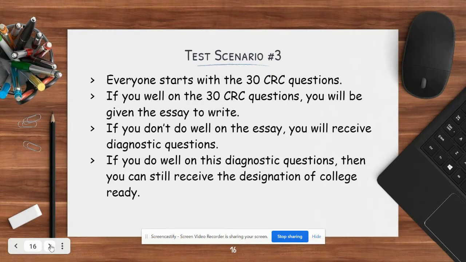One more scenario: 30 CRC questions, that's never going to change. If they do well, they go to the essay. Now, I want to say if they don't do well on the essay, they can still do the diagnostic questions. I thought I saw that in one of my pieces of work. So at that point, then perhaps they can get the designation of college ready.